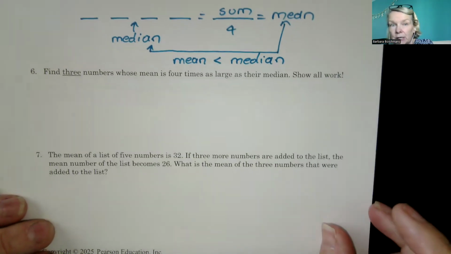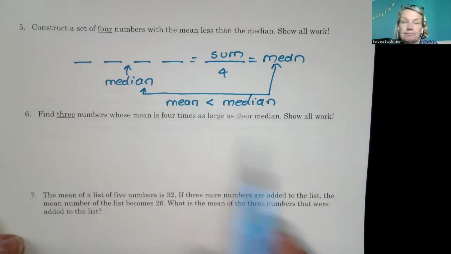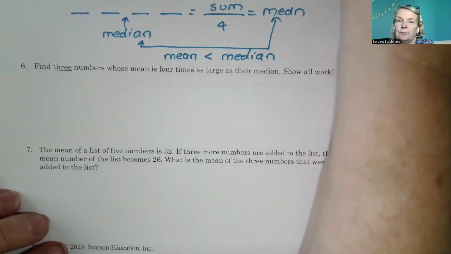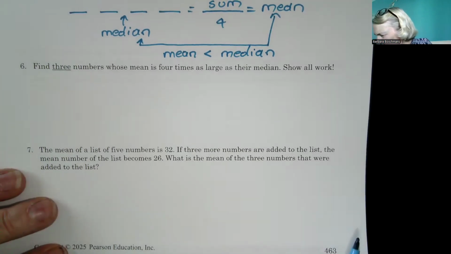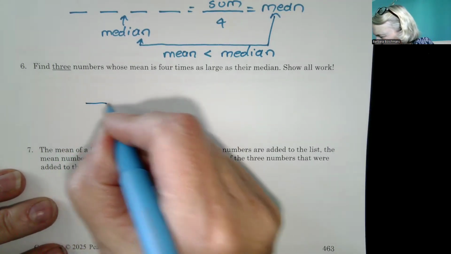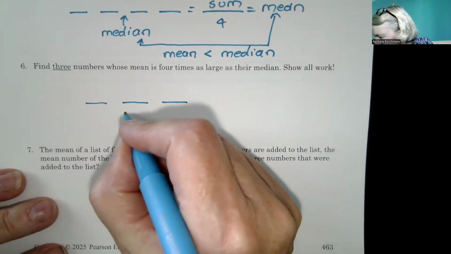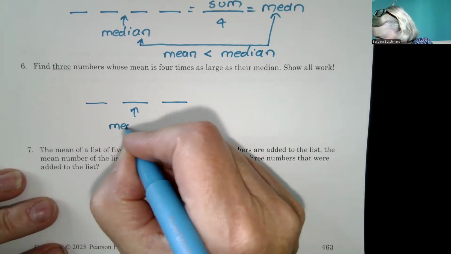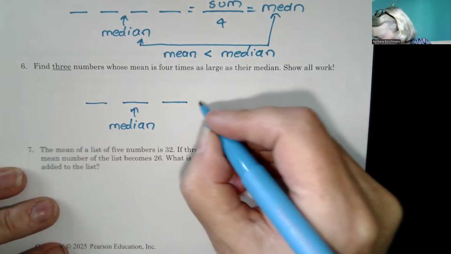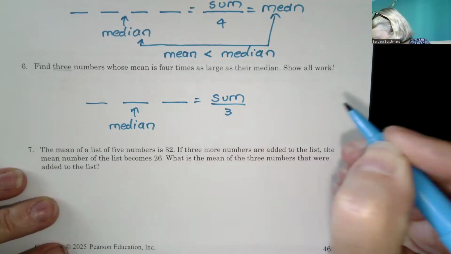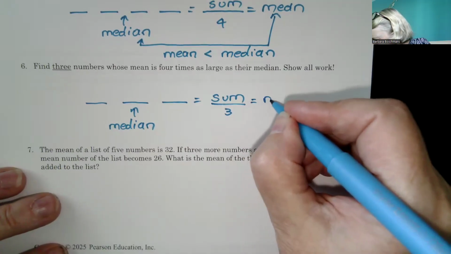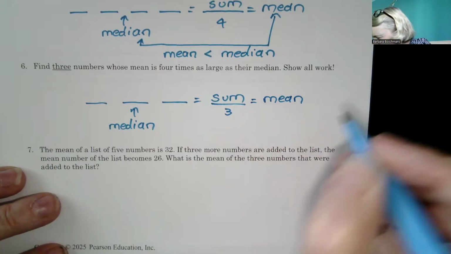Okay, number 6. Oh, there's infinite solutions to this one. So use a calculator, come up with numbers. Find 3 numbers whose mean is 4 times as large as the median. Show all work. 1, 2, 3. Now, this is my median. If I get the sum and I divide it by 3, I get the mean.